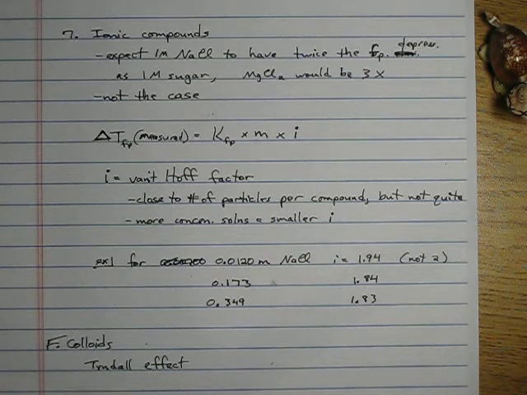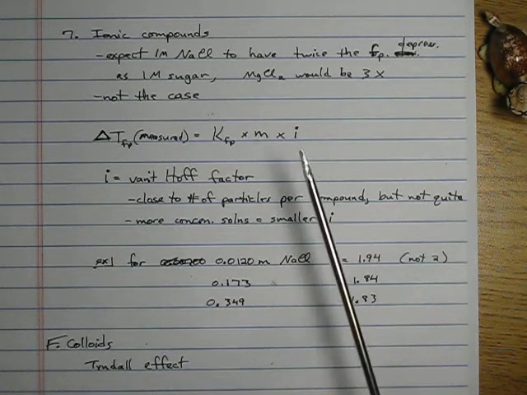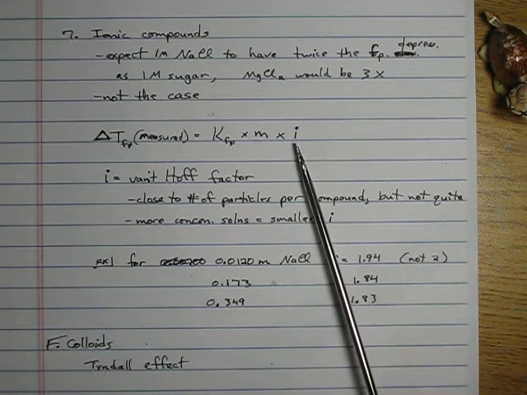Question, where do you get these van't Hoff factors? You've got to get them from a table. Or, you can do the math, compare what you expected to what you get, and then calculate the van't Hoff factor. But for the most part, I will be getting it from a table.